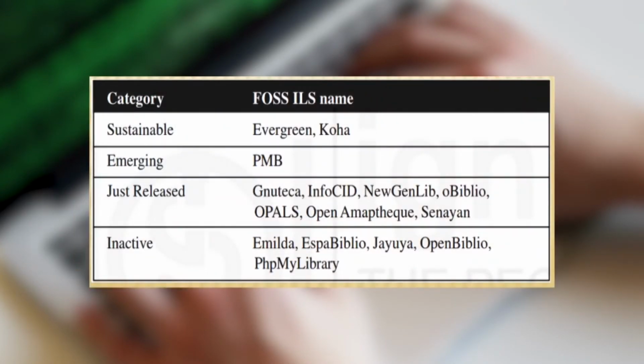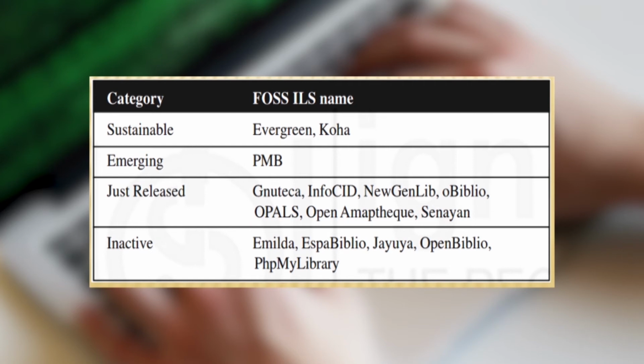So sustainable ILSs are two; both are matured enough, and a lot of users are there throughout the world. So the user base is quite good. Evergreen and Koha are considered sustainable. Then emerging, very rapidly emerging software. Previously it was in the infancy group. Now it has emerged as the most visible software in the group of emerging ILSs.